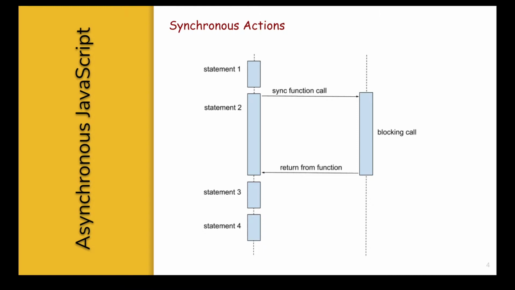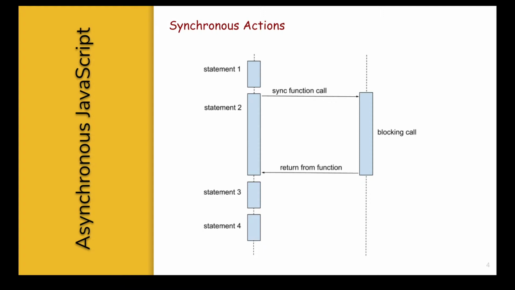The order of execution in this case is the following. First, statement 1 executes. Second, statement 2 invokes our synchronous function and all other statements wait until it finishes. Then, statements 3 and 4 execute. This is a so-called blocking call. Nothing else can be executed until our function is done. If the function takes 1 hour to execute, all other statements will wait for 1 hour.